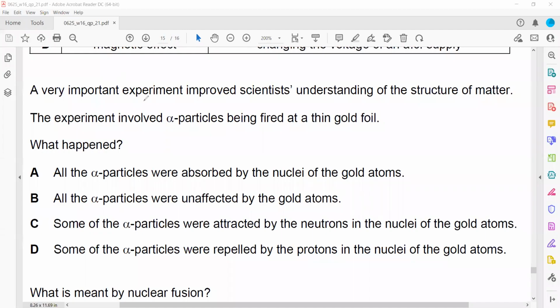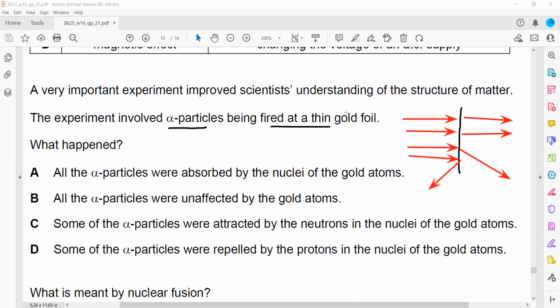A very important experiment improved scientists' understanding of the structure of matter. The experiment involved alpha particles being fired at a gold foil. So there is a gold foil, and we target this foil with fast moving alpha particles. We observe most of them pass through, few of them are deflected, and few of them change direction. So basically what happened? That's the question.